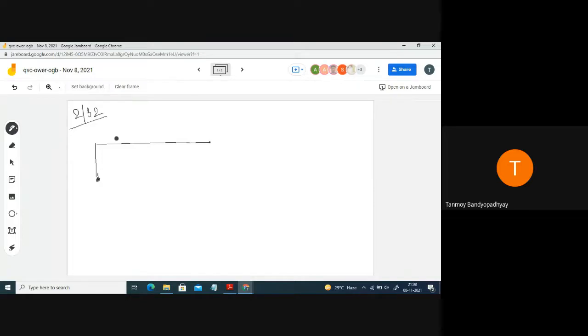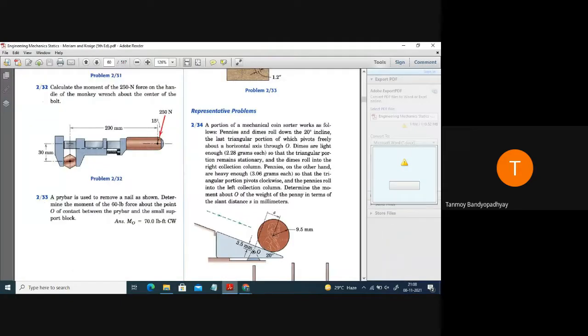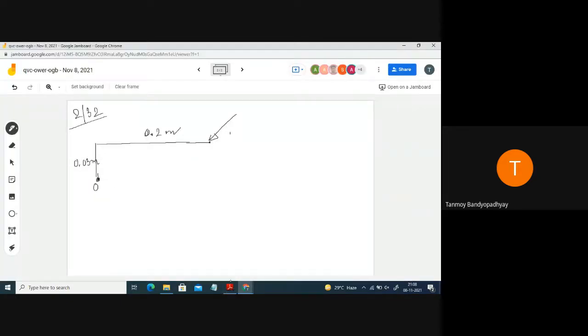So what is given is, this is the point O, and what else? Look at this, this one is 200 millimeter, so you can take it as 0.2 meter, and this one is 30 millimeter, meaning this one is 0.03 meter. What else? Here there is a force. The force is given to be 250 newtons, and this inclination angle is given to be 15 degrees. So it is just similar to the previous problem itself.